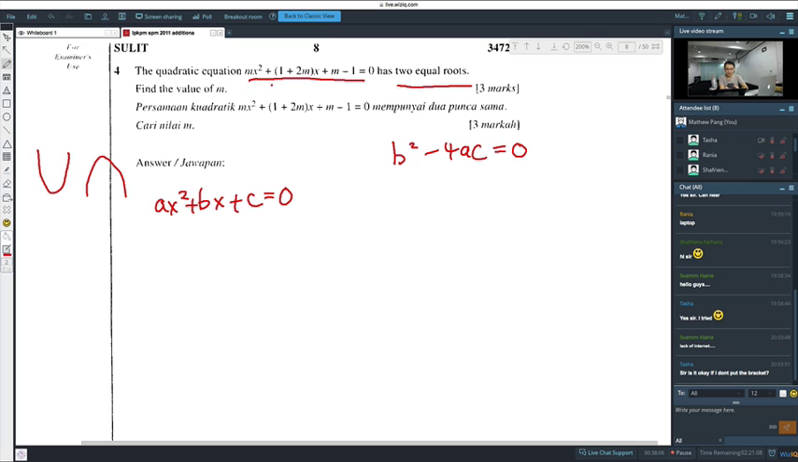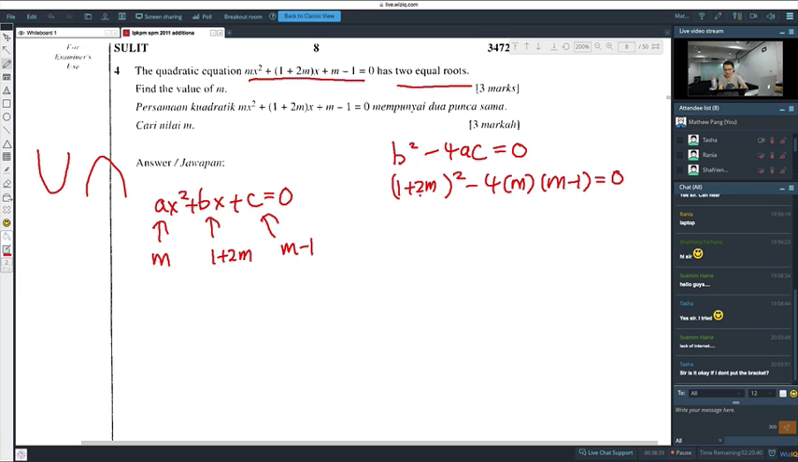From the equation above, we know our a is m, our b is 1 plus 2m, and our c is m minus 1. If you know all your a, b, and c, you just substitute in. So it's (1 plus 2m) squared minus 4ac equals 0. Then you expand the bracket, you will get 1 plus 4m plus 4m squared minus 4m squared plus 4m equals 0.